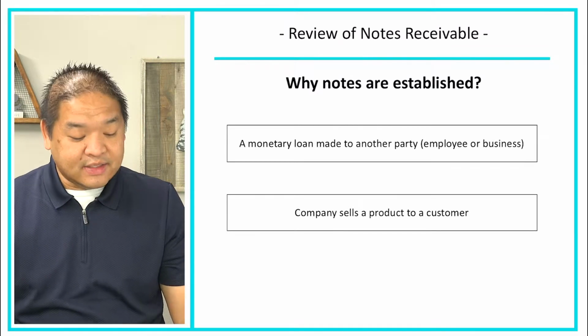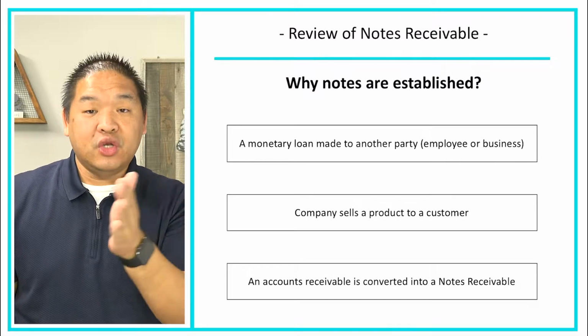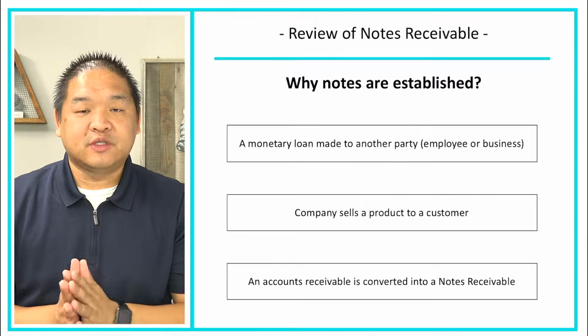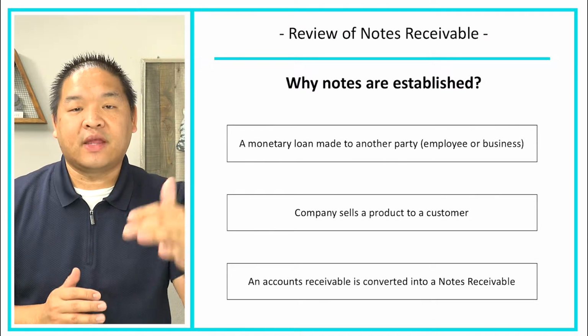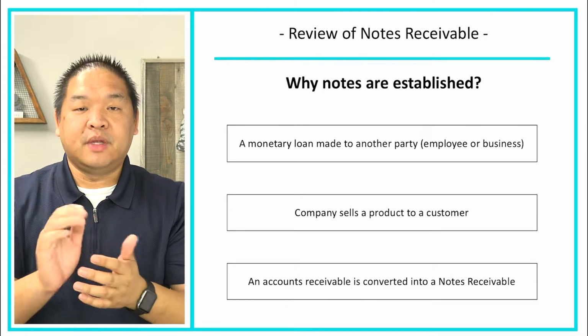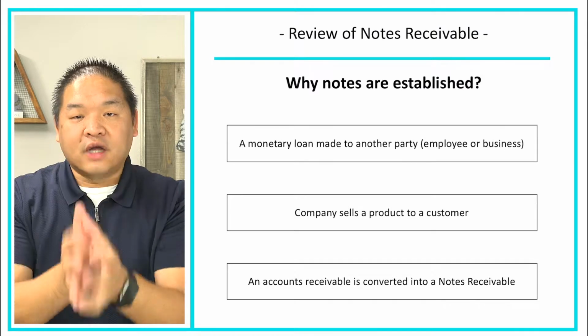The third way that we can establish notes is to take an accounts receivable and convert it into a notes receivable. So this one's kind of like the last one. The only difference between this one and the last one is that the last one is a direct thing. Customer comes in, they buy something, and we provide them a note, and before we give it to them, they sign the note. So that's kind of on day one.